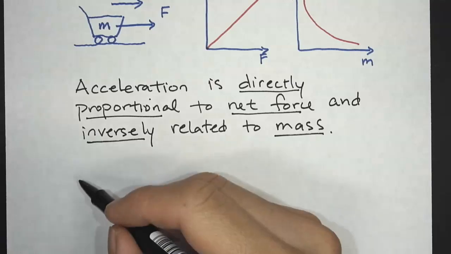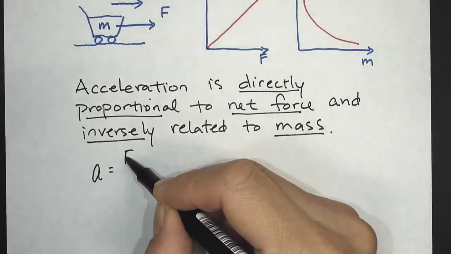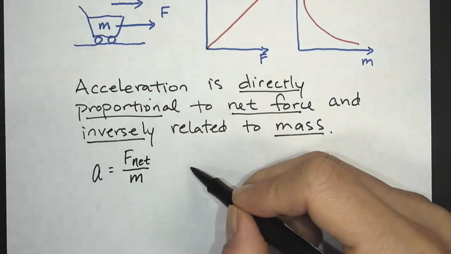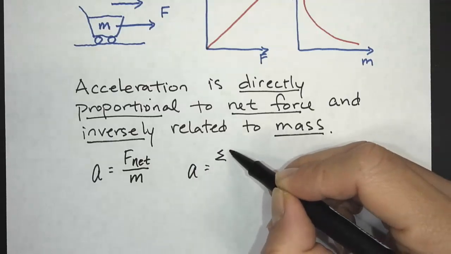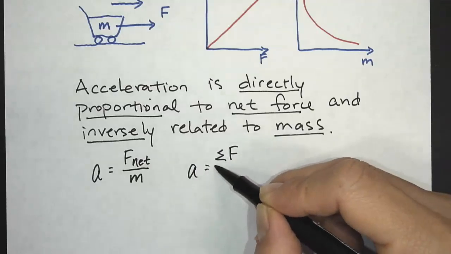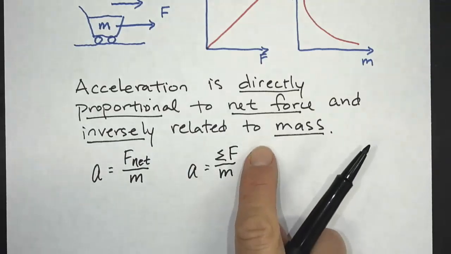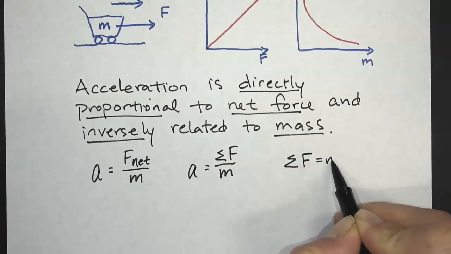Mathematically, we can write it this way. The acceleration is equal to F net, the net force, divided by the mass. Sometimes you'll see it written this way, acceleration equal to sigma, the Greek letter sigma, F. That just means net force, divided by m. We can also write it to solve for the net force. We can write net force equals ma.